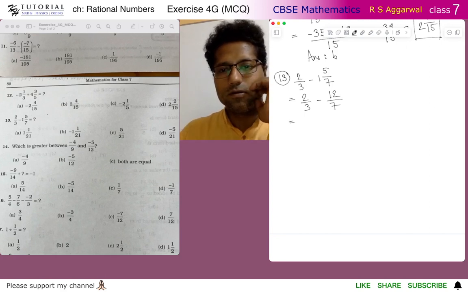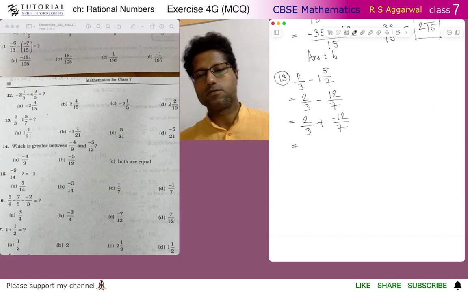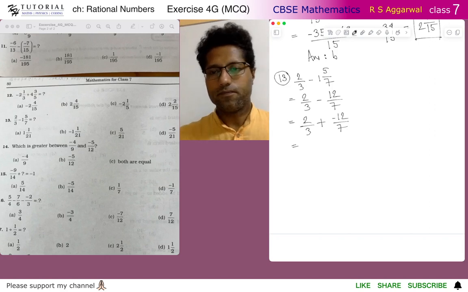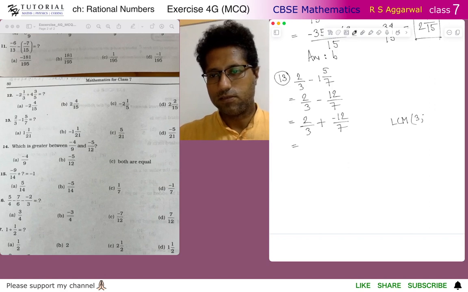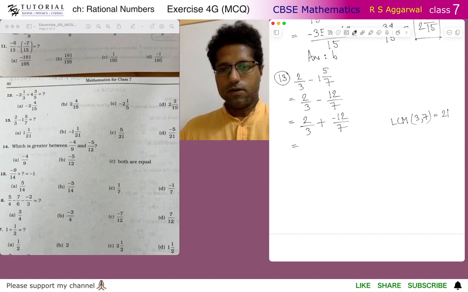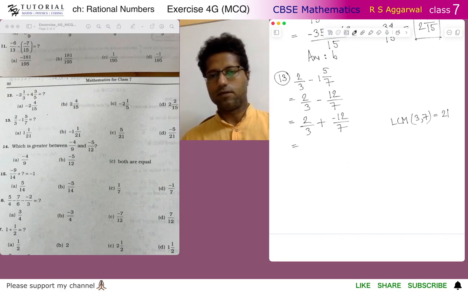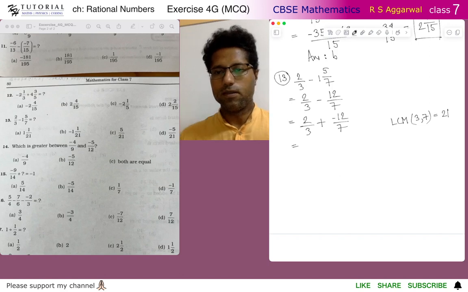We have subtraction of two rational numbers. This can be written as 2 by 3 plus the additive inverse of 12 by 7, that is minus 12 by 7. Now we have to add these two rational numbers. We see the denominators are different, 3 and 7. So we have to find the LCM of 3 and 7, which is nothing but 3 into 7, that is 21. So now we have to convert the two rational numbers 2 by 3 and minus 12 by 7 to their equivalent rational numbers so that they both have a denominator of 21.